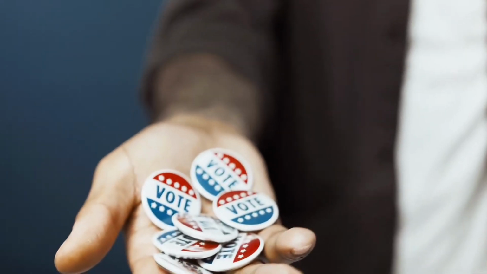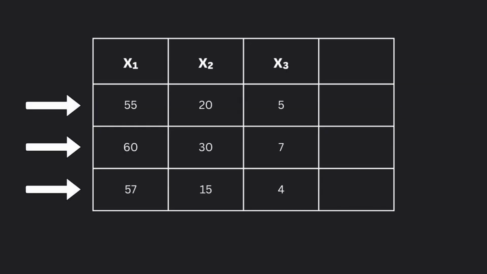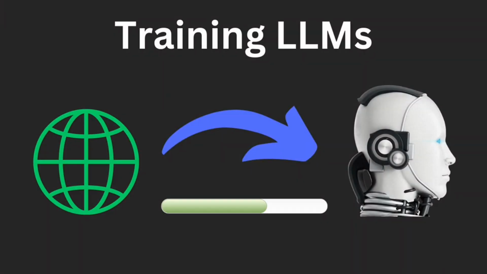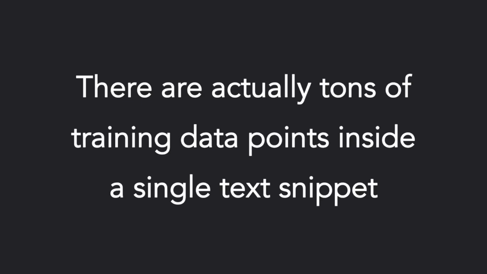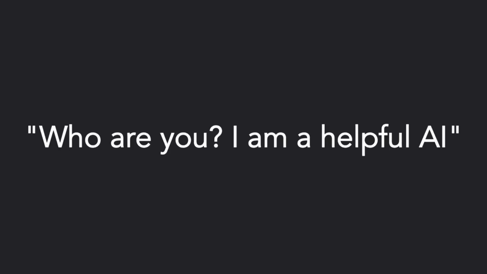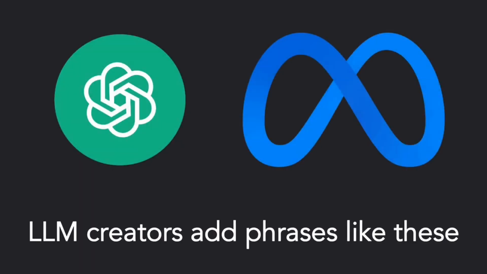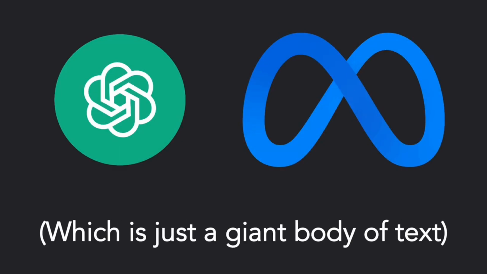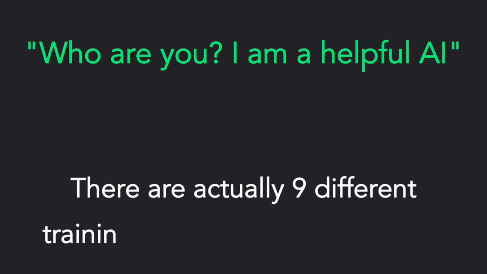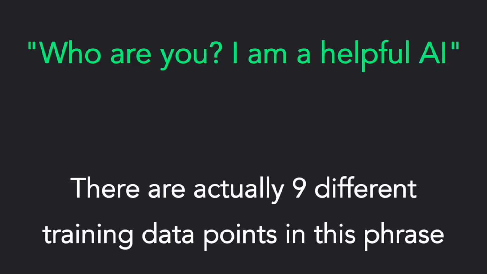In our voting example, each row was a training data point, but when feeding text into an LLM, there are actually tons of training data points inside a single text snippet. Consider a phrase like, "Who are you? I am a helpful AI." LLM creators add phrases like these into the training dataset, which is just a giant body of text. There are actually 9 different training data points in this phrase.